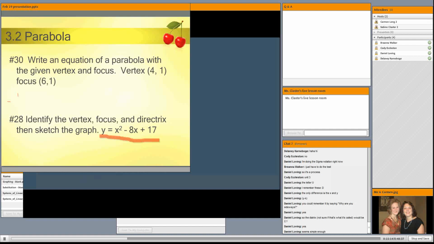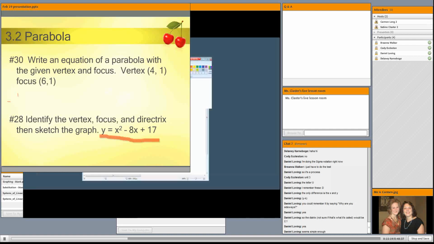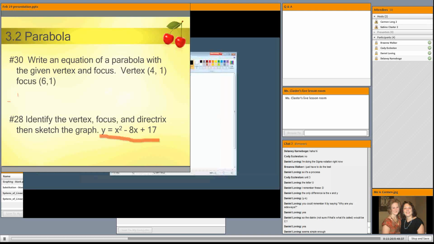So first of all, let me get the problem down. X squared minus 8x plus 17. All right, let me get a new paper. Oh, and I still can't remember the problem because, okay, here we go. Y equals x squared minus 8x plus 17. All right, now let me share that with y'all so you can see it.